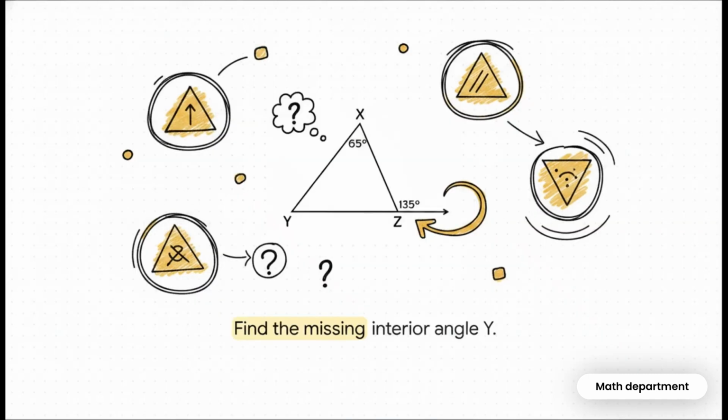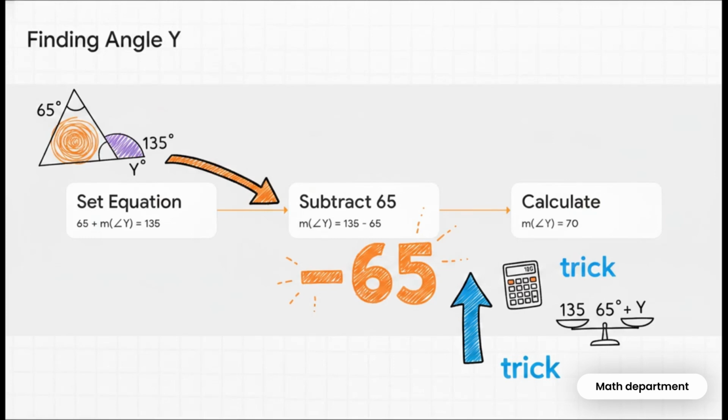Let's look at this diagram from our source material. We have triangle XYZ. Look down at vertex Z. The line extends out to form a large exterior angle of 135 degrees. Inside, way up at the opposite vertex X, is 65 degrees. We need to find the missing angle at Y. Setting up the math, our rule tells us that the 65-degree angle plus our unknown Y angle must equal the exterior 135 degrees.